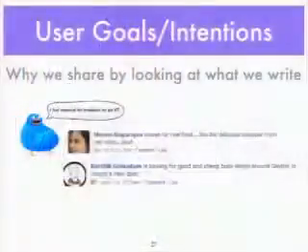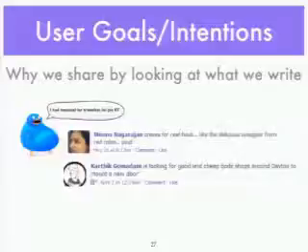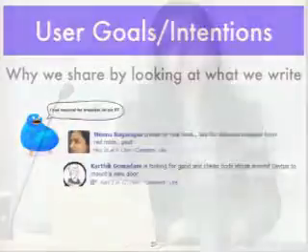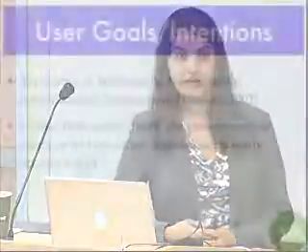The second problem that I've worked on is identifying user goals and intentions behind what they write. So what can we understand from the text about why users put information out there? Is there any transactional intent in the post that we can exploit? Is there an opinion or information sharing intent that question answering systems can exploit beyond topic relevance?